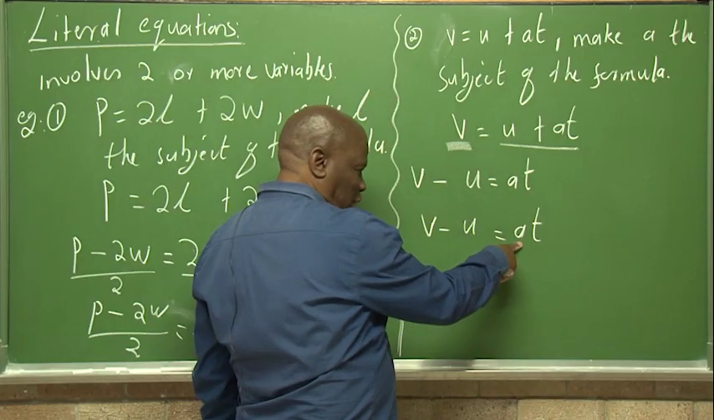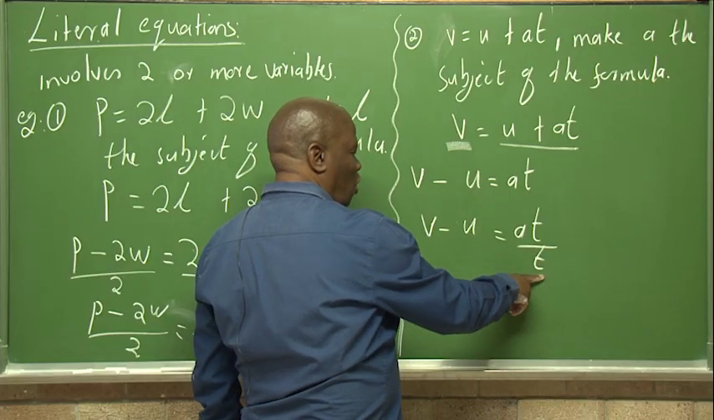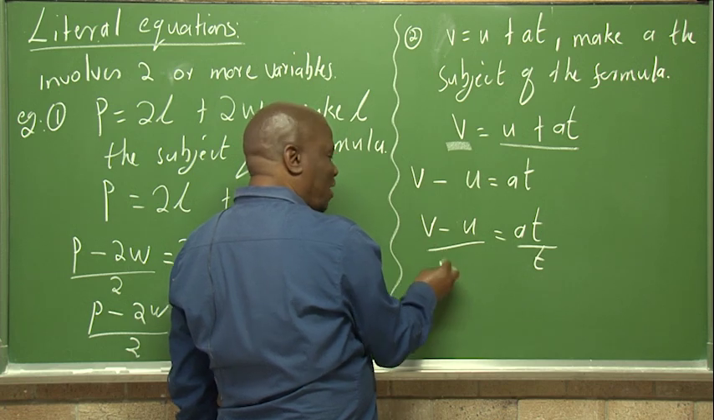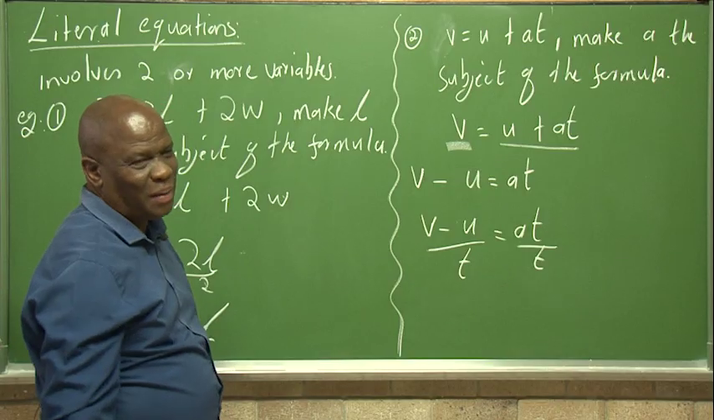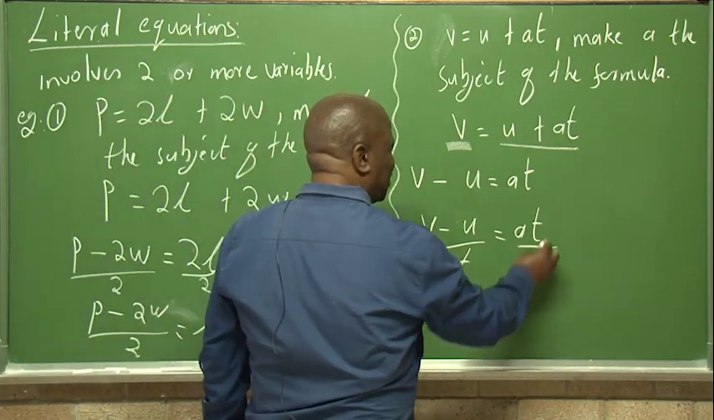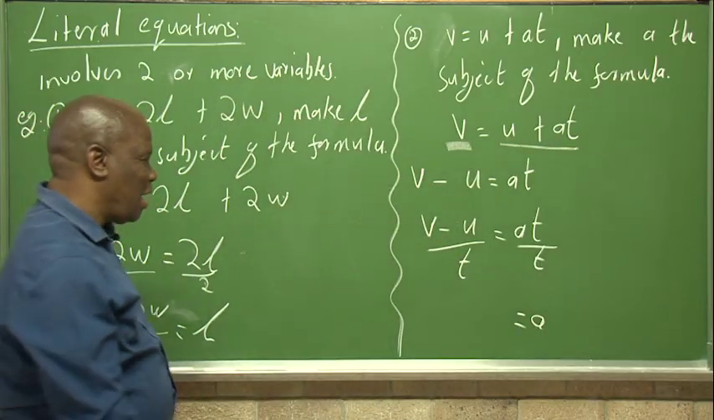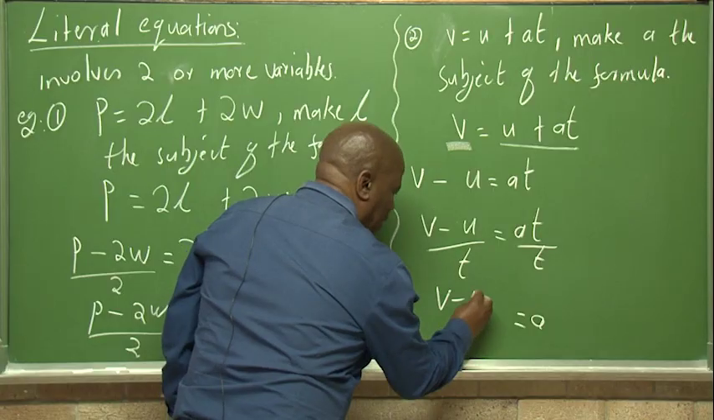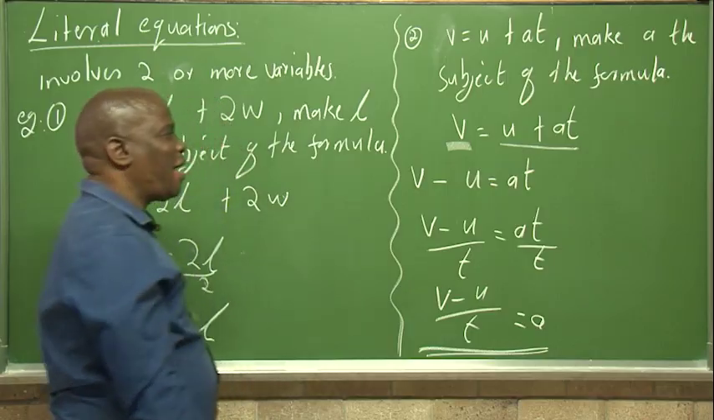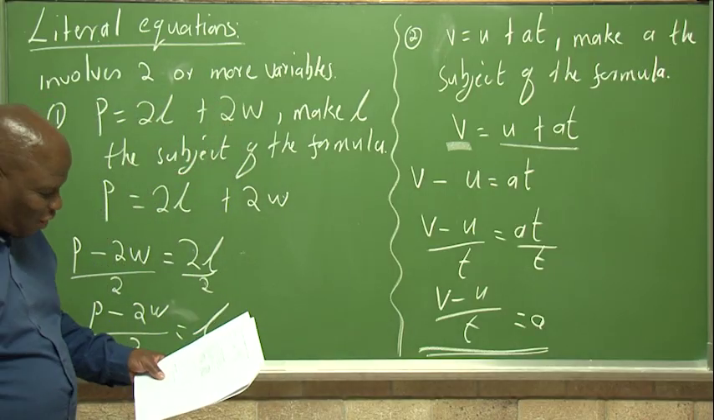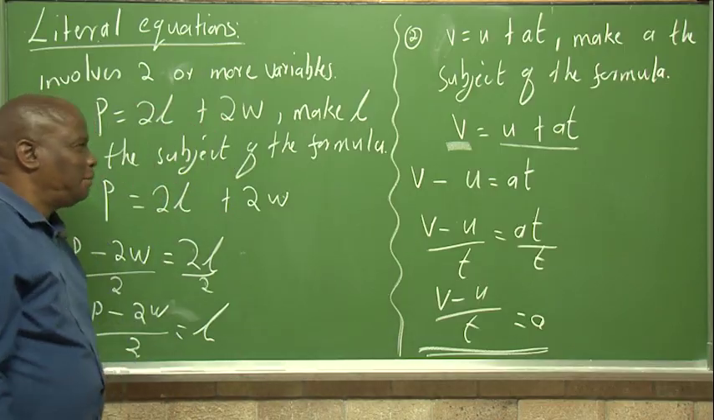For me to be left with A here, I need to divide by T. And what you do on the right, you also do on the left. If you divide by T, even on the other side, you divide by T, so that this T will cancel that T. On the right-hand side, you're only left with A. And on the left-hand side, you have V minus U all over T. Then this is our answer. We have made A the subject of the formula.